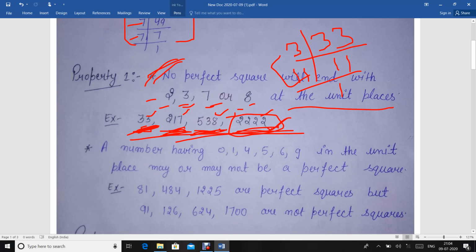So by this method you can find whether a number is a perfect square or not. You can find it verbally.